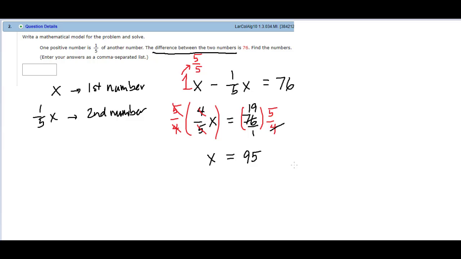Right, so be careful, we're not done yet. We need to get both numbers. So the first, that was x equals 95, and so x right here is the first number. That means that one is 95. So we have to enter our answers as a comma separated list. We put 95.